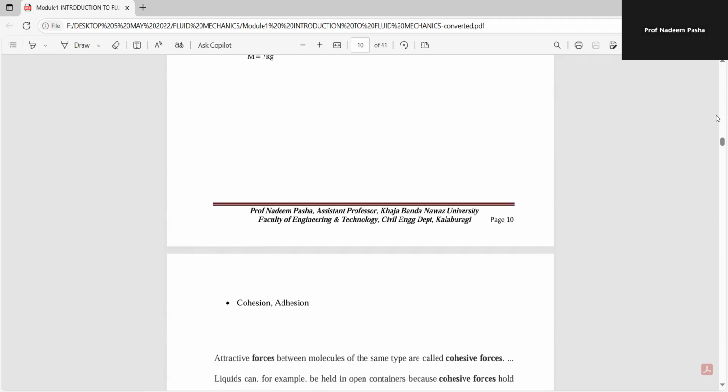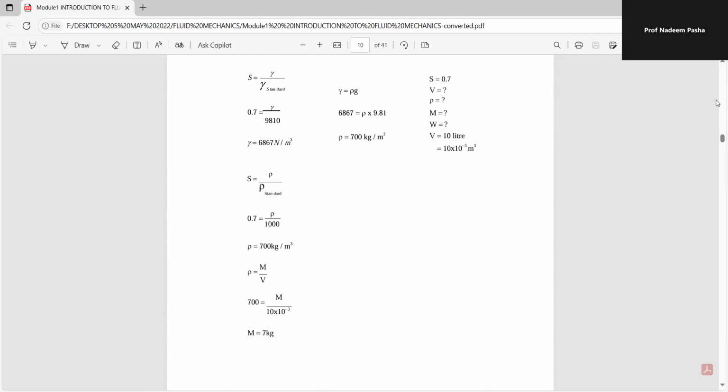I hope you are familiar with the problems now. Only four formulas are there. If you remember the four formulas, then you can easily calculate the things. Density is equal to mass by volume. Next, specific weight is equal to weight by volume. W is equal to m into g. Next, specific volume is equal to volume by mass of fluid. Last but not the least, specific gravity is equal to density of fluid by density of standard fluid.